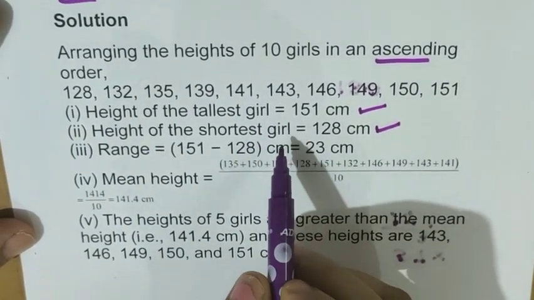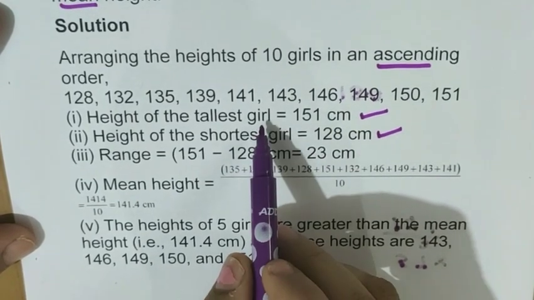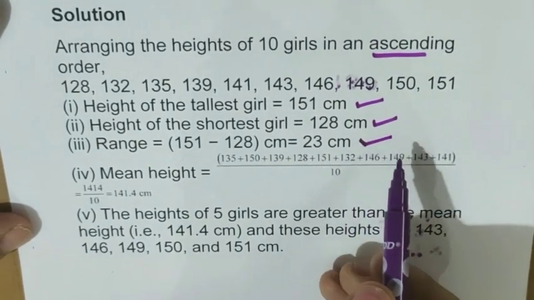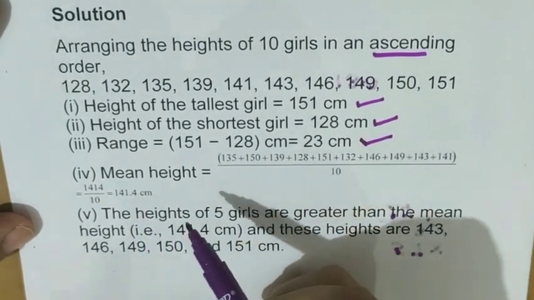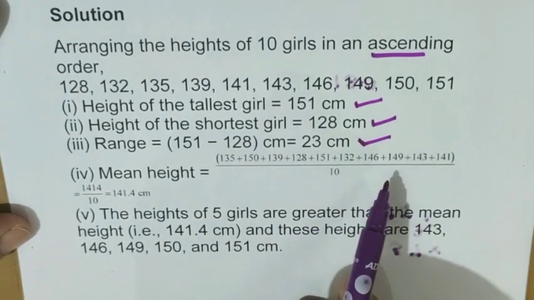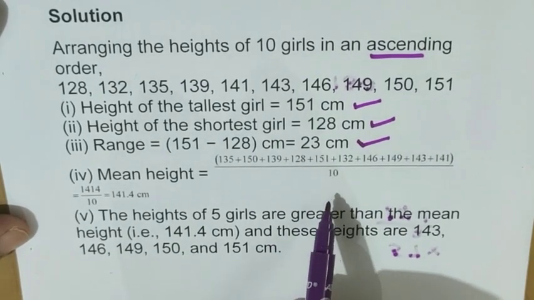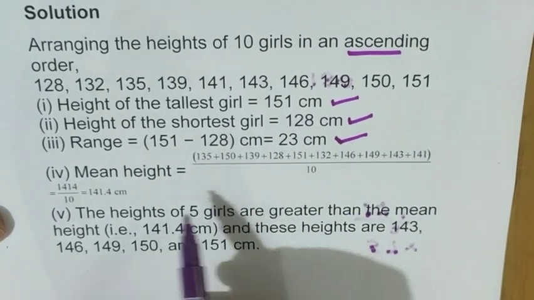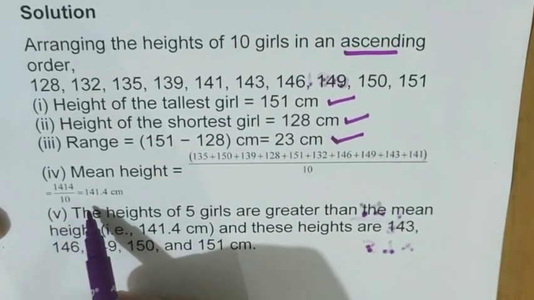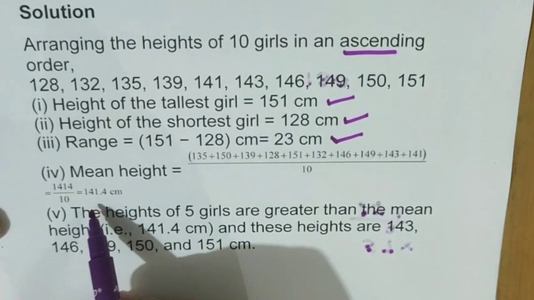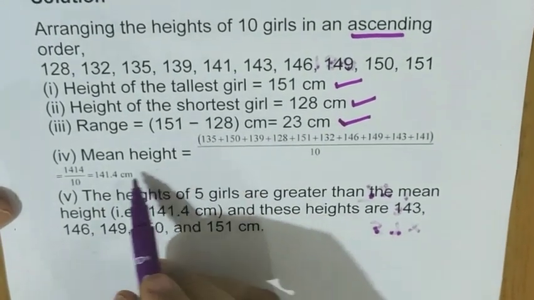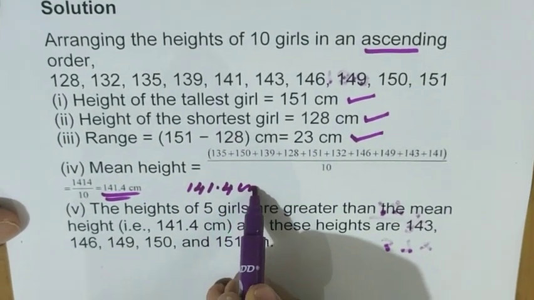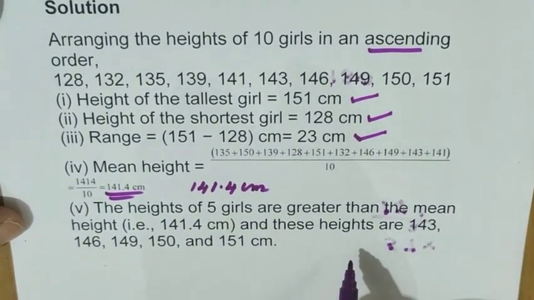Once you got the tallest and the shortest, that is maximum value and the minimum value, we can calculate the range. Range is equal to 23. Now what is the next question? Mean height. Mean means what? Sum of the observations by total number of the observations. So what we'll get? Just add all the values and divide by 10. So 1414 divided by 10, that is 141.4 centimeter. What is the answer there? 141.4 centimeter.